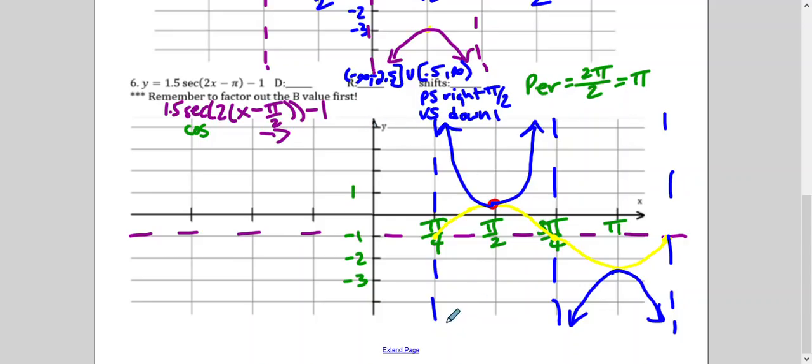And my domain is not pi over 4, and then I need to know the distance between these two. So that would be pi over 4 to pi over 4, which simplifies to pi over 2. So x is an element of all real numbers, but it does not equal pi over 4 plus pi over 2k. K is an integer. Alright, so if you have all of that, you're done.